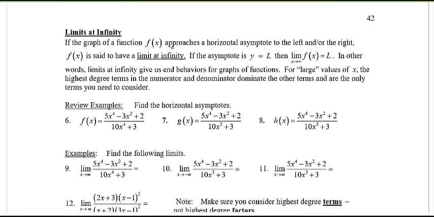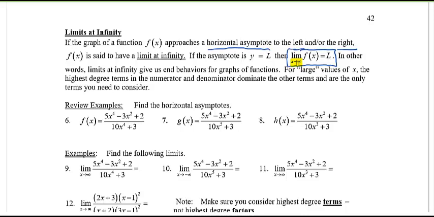So, turning the page, what is a limit at infinity then? So if the graph of a function f of x actually approaches a horizontal asymptote to the left or to the right, then f of x is said to have a limit at infinity. And if the asymptote is the equation y equals this number L, then the limit as x approaches infinity of the function f of x is equal to L. So a limit at infinity is really this part here, where x gets large.